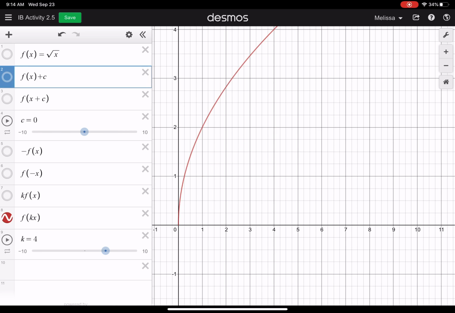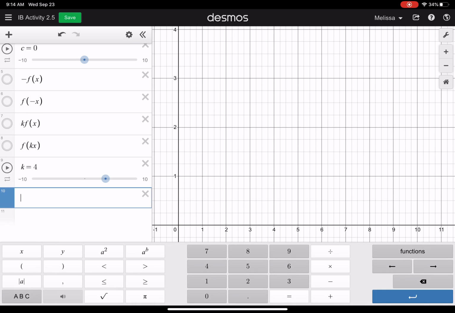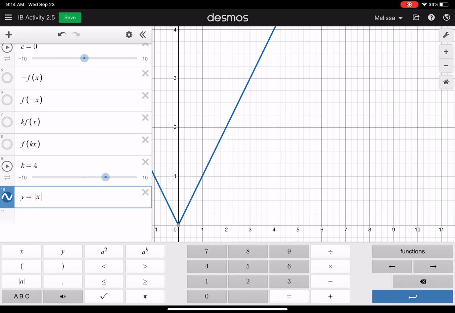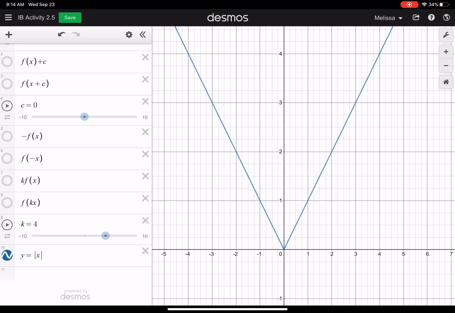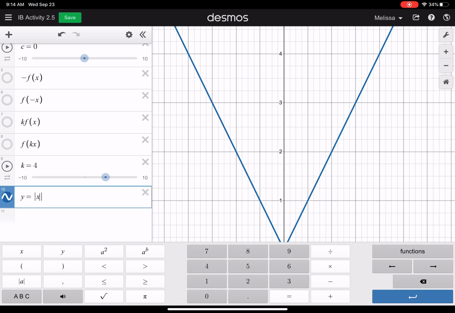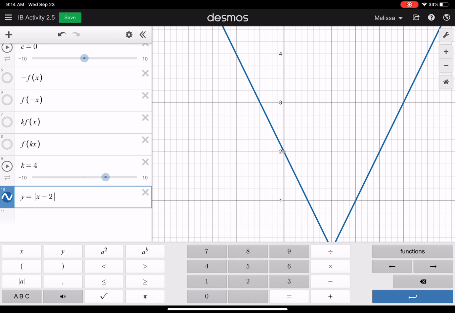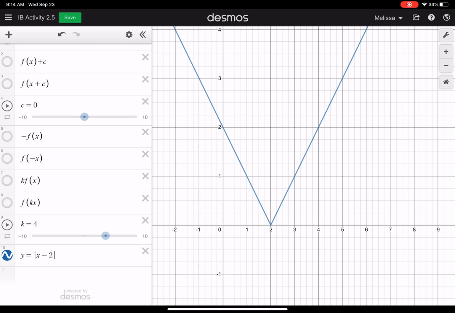I'm just going to shut these off because I don't know how to get rid of it right now. So y equals the absolute value of x. Here's y equals the absolute value of x. We know what that looks like. So I'm going to do x minus 2. We're going to talk more about this tomorrow, but notice it shifted to the right.